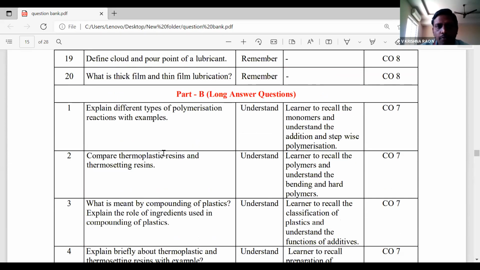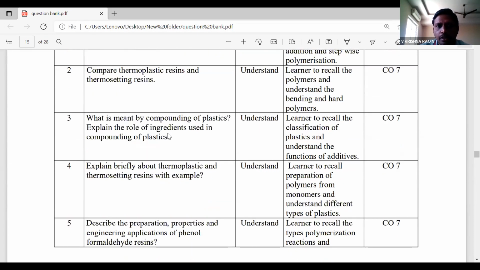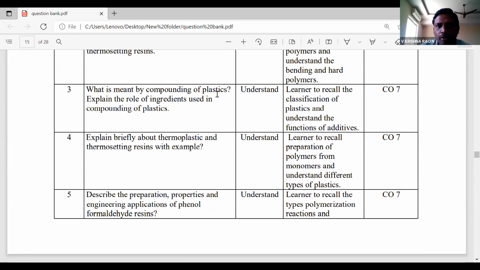Different types of polymers we have already discussed. We have 3 types. I will discuss the paper also in one class. Thermoplastic resin, thermosetting resins, differences, comparison. What is meant by compounding of plastics? What are the ingredients used in the compounding? That is resins, plastics, the fillers.